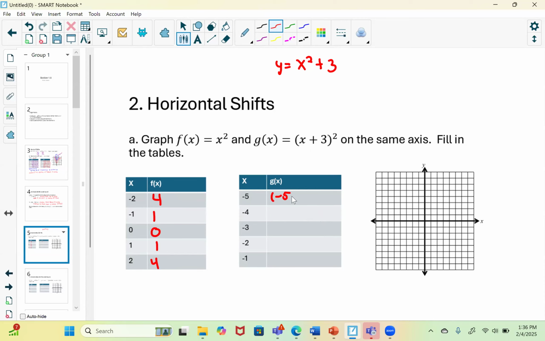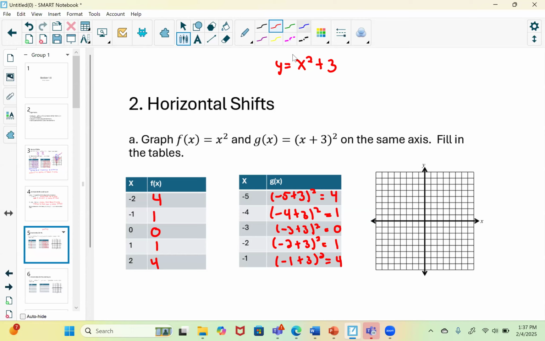So I have negative 5 plus 3 squared. Remember order of operations, parentheses before exponents. So negative 5 plus 3 is negative 2, and negative 2 squared is a positive 4. Negative 4 plus 3 squared is negative 1 squared, which is 1. Negative 3 plus 3 is 0, and 0 squared is 0. Negative 2 plus 3 is a positive 1, and then I square it and get 1. And negative 1 plus 3 is 2, and then I square it and get 4. Again, I just plugged each of these values into this equation and simplified it.